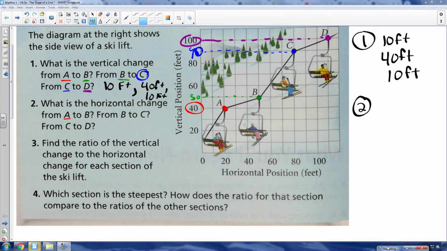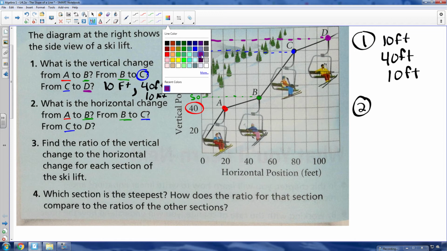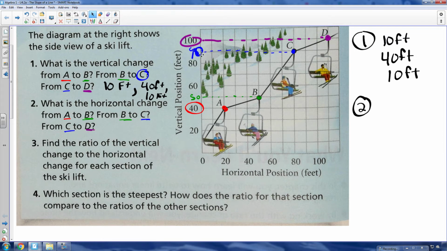Now we want to talk about horizontal changes. Same deal. We're going to look at the horizontal changes here. So what's the horizontal change from A to B? Should we continue to color code? Let's do it. A is red, B is the green point, C is the blue point, and D is the purple point, I suppose, right? So let's look at this. I'm going to use the mouse. It's a little bit small, but it should be visible because I can't really point with my finger while I'm recording here.